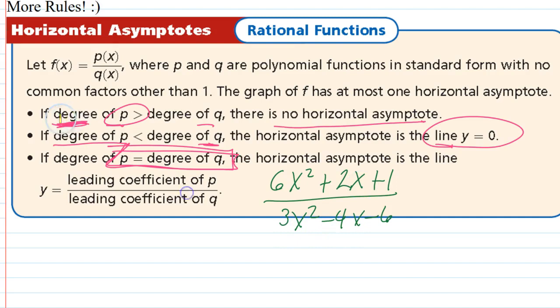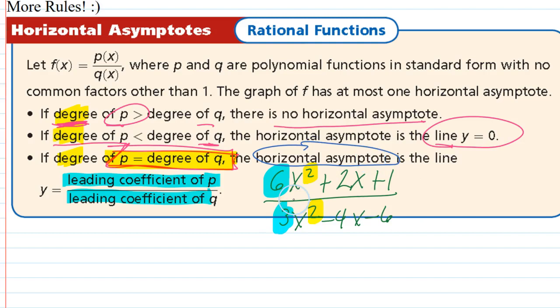Remember, the degree, and that's what we keep talking about, the degree is simply the largest exponent. Well, the largest exponent on the top is a 2, and the largest exponent on the bottom is a 2. They're both squared. So the degree on the top is equal to the degree on the bottom. If the degree on top is equal to the degree on the bottom, I simply take the leading coefficient of both, so that's going to be 6 and 3. And I say y is equal. That means my horizontal asymptote for this problem is going to be y is equal to 6 over 3, or simply y is equal to 2, because 6 divided by 3 is 2.